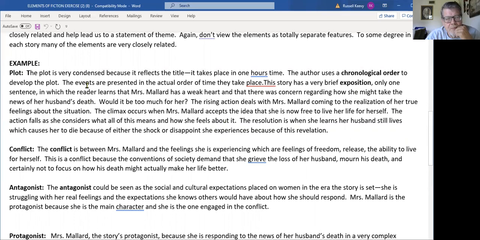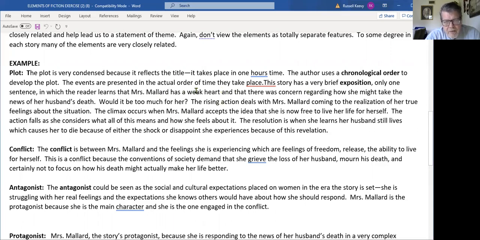So the plot's very condensed because it reflects the title. It takes place in 1 hour's time. It's told in chronological order, the way the events happen. There are no flashbacks or anything like that. The exposition, this one's kind of important, is we learn that Mrs. Millard has a weak heart. That's the first thing we know, and it's the most important thing because the end wouldn't make sense if we didn't know that.